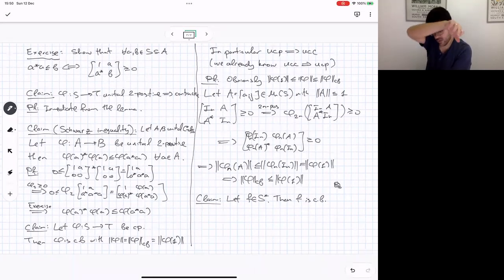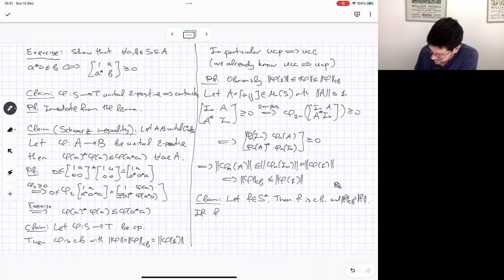Okay, so let f be a linear functional. Then it is completely bounded, and its completely bounded norm is the norm of f. If f happens to be positive, then f is completely positive.